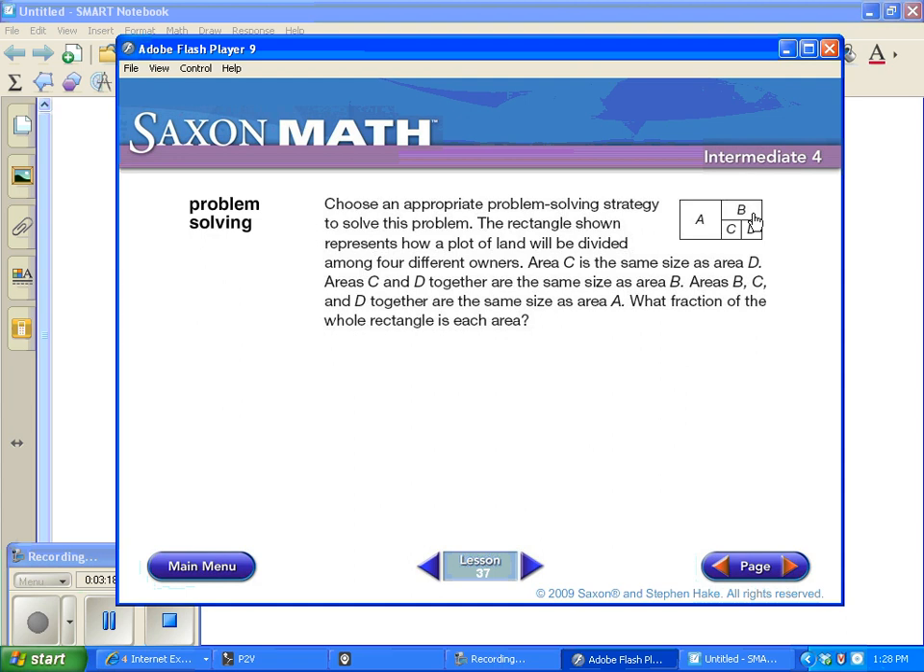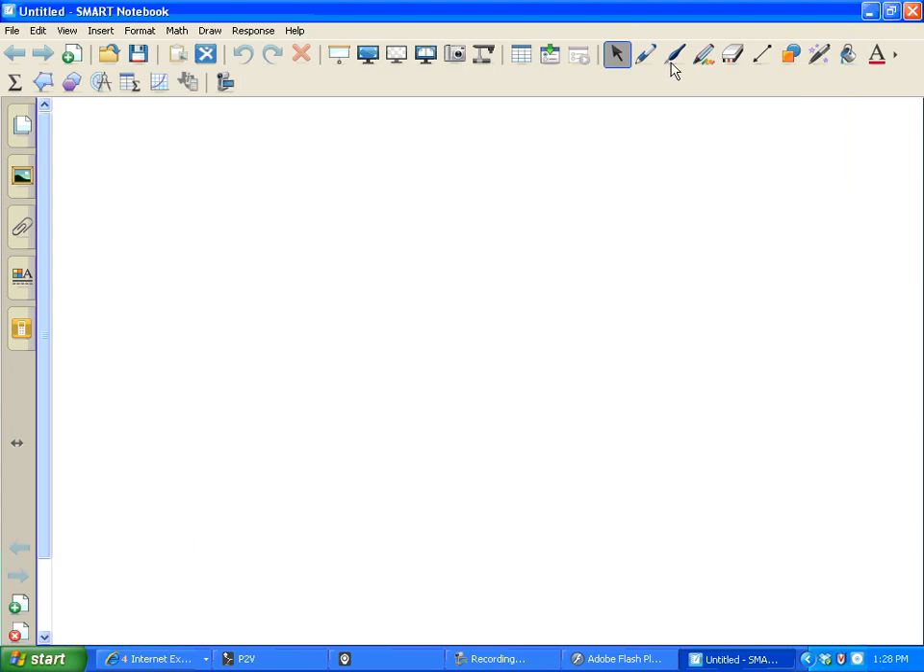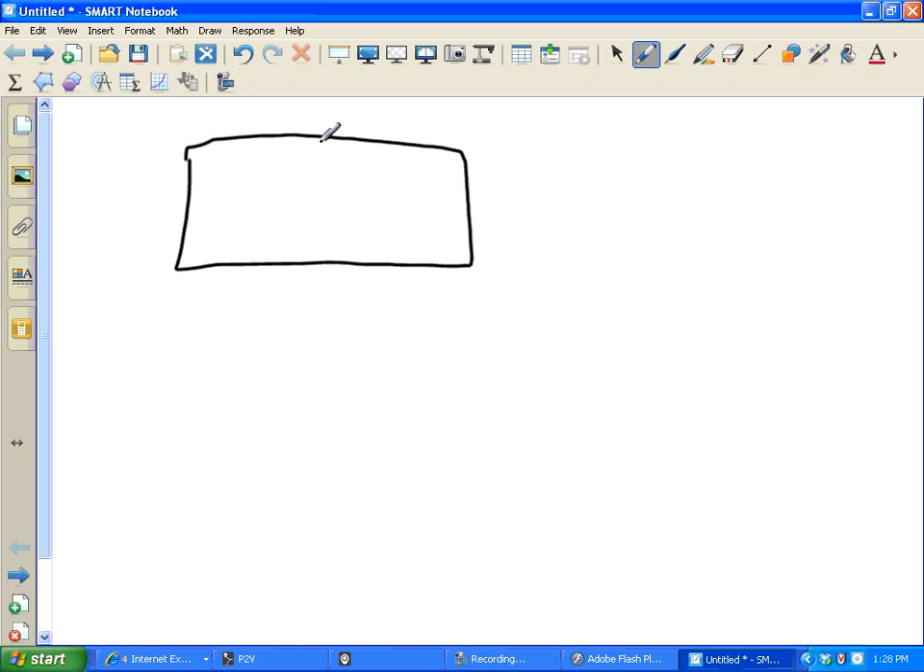But that's not the best way to say that. It's really better to say 1/4. And let me show you why. If we draw this diagram just like they have it, and I'm going to freehand it here. So this is big area A. This is B. And this is C and D.